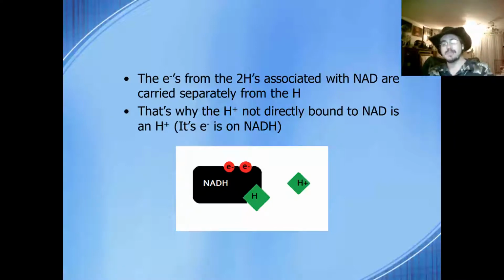Okay, so what we're establishing here is that NADH can release electrons separately from hydrogens. And when it releases the electrons, then the hydrogens being released are going to be singular protons or hydrogen ions, H plus, because an H plus is a single proton.